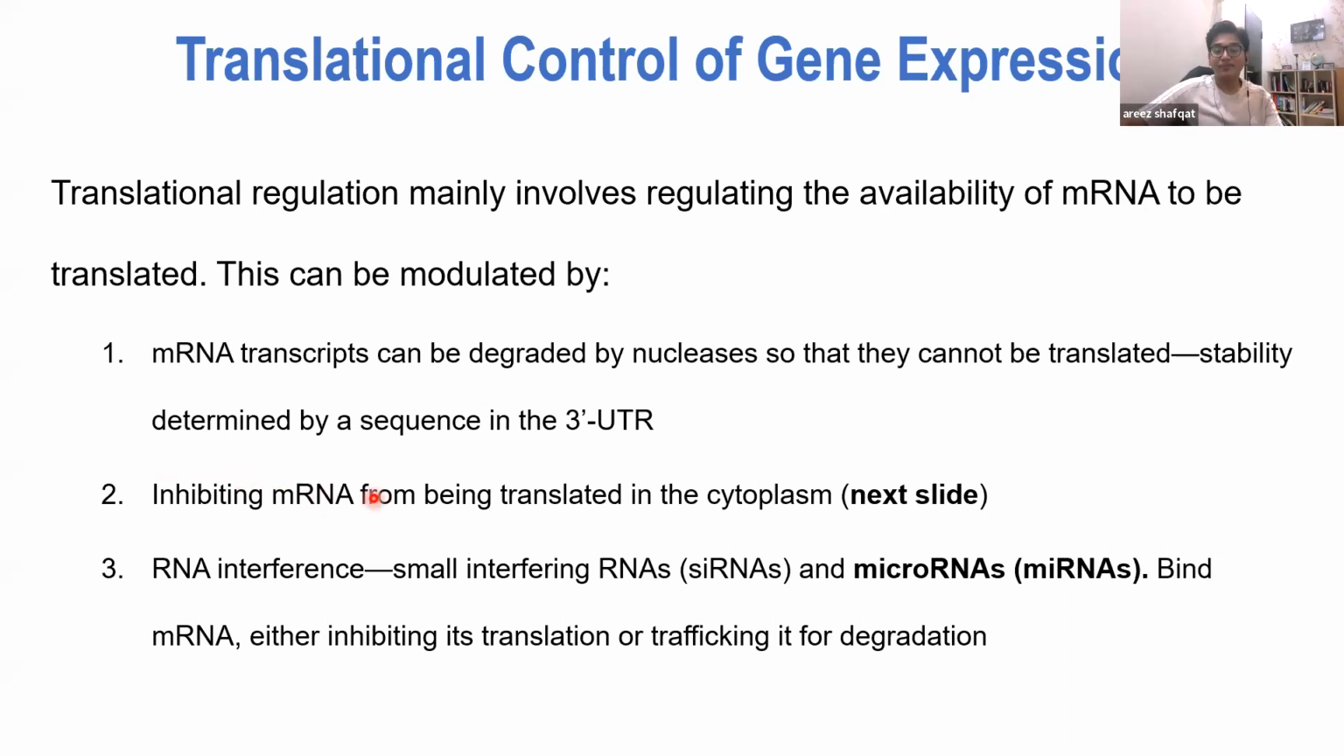You can inhibit the mRNA from being translated. So mRNA is in the cytoplasm. It can be bound to ribosomes. It's not being degraded, but you can inhibit translation. And we'll discuss that in the next slide. The last component of translational regulation is RNA interference. There are two types, small interfering RNAs or siRNAs, and microRNAs. I need you to focus on microRNAs. Both siRNAs and miRNAs bind their target messenger RNA, and they can either inhibit it or degrade it. So these two pathways bind the mRNA, inhibit it, or degrade it. This is called RNA interference. The main thing is microRNAs.